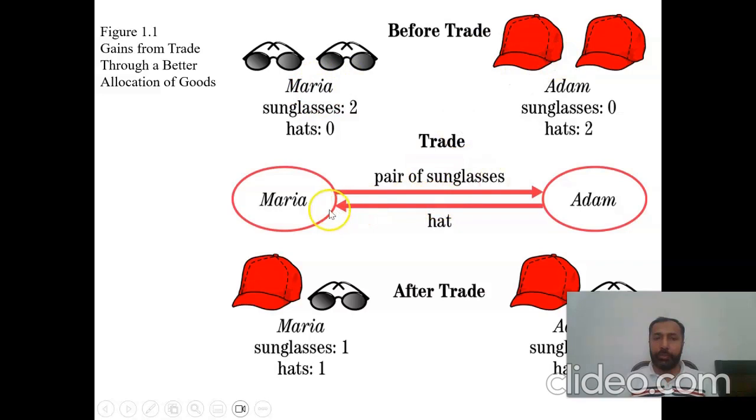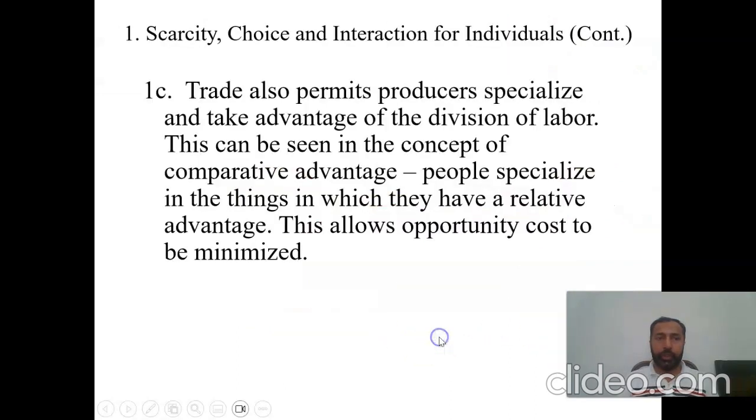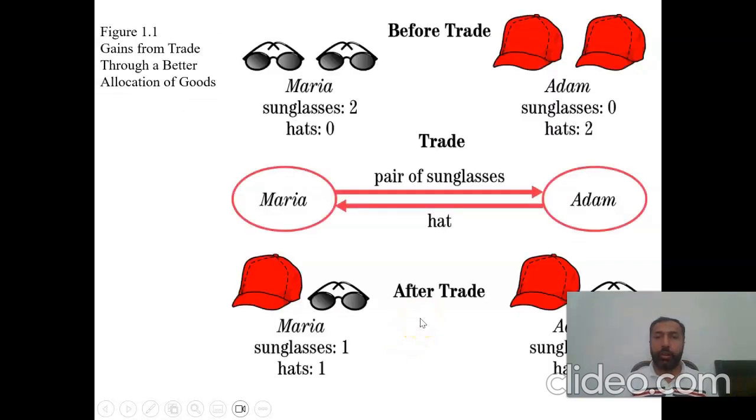If they trade with each other, Maria sells a pair of sunglasses to Adam, and in return, Adam sells a hat to Maria, and the result is that after trade, Maria and Adam both have one pair of sunglasses and one hat each. So thus trade has benefited both parties, Maria as well as Adam. And this is, by the way, known as barter trade because goods are being exchanged against goods. If Maria gives sunglasses to Adam and gets a hat back, this is known as barter trade.